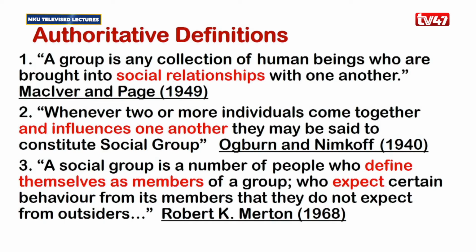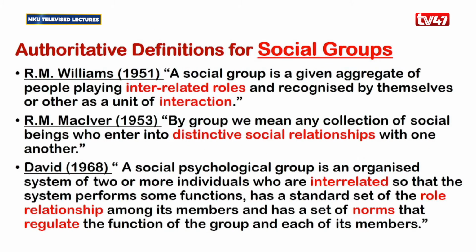So the important words there: social relationships, influence, members influencing one another, members identifying themselves and looking at themselves as a group in distinction from another group. Two more definitions to help us understand this, and these definitions focus more on what social groups are. So this is critical here.